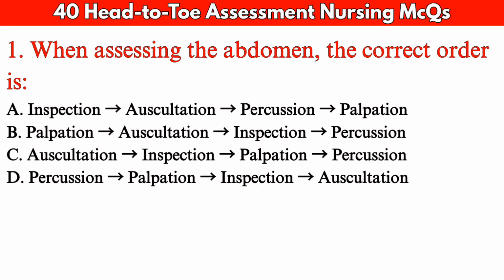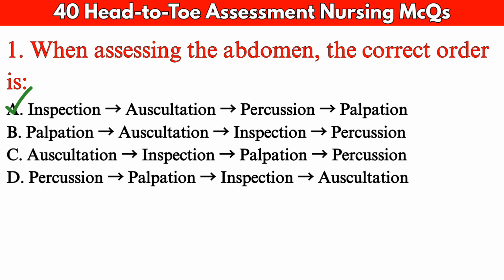When assessing the abdomen, the correct order is: A. Inspection, auscultation, percussion, palpation. B. Palpation, auscultation, inspection, percussion. C. Auscultation, inspection, palpation, percussion. D. Percussion, palpation, inspection, auscultation. Correct answer is A. Inspection, auscultation, percussion, palpation. The abdomen is assessed differently from other body systems.